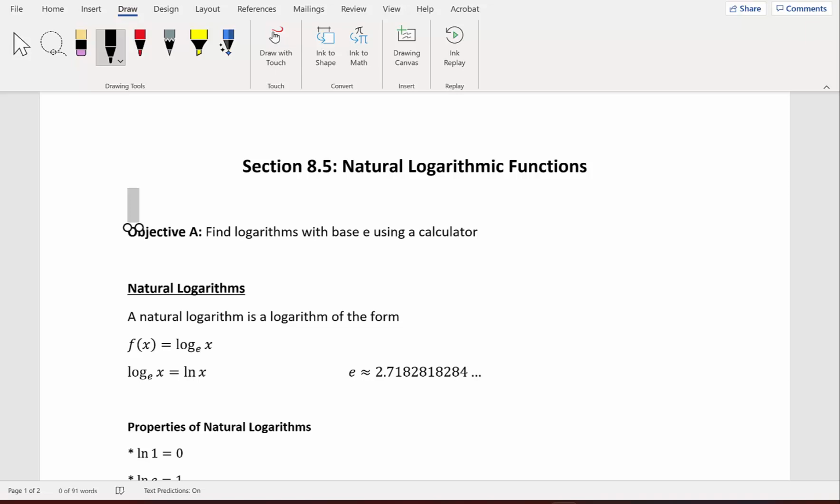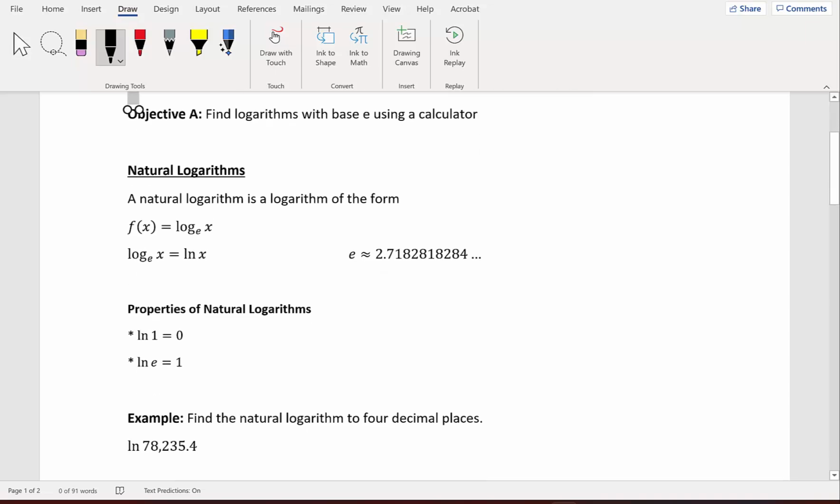e is approximately equal to 2.71828182884, and this decimal just keeps going on forever. So e is just a number. It's approximately 2.718. Now, properties of natural logarithms. We have ln of 1. This is equal to 0. Also, ln of e is equal to 1.